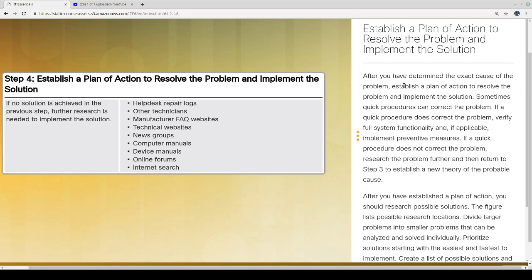After you've determined the exact cause of the problem, establish a plan of action to resolve the problem and implement the solution. Sometimes quick procedures can correct the problem. Plug it in, right? Just plug it in. If a quick procedure does correct the problem, verify full system functionality, and, if applicable, implement preventative measures. Maybe jam the cord in really good so that it doesn't come out.